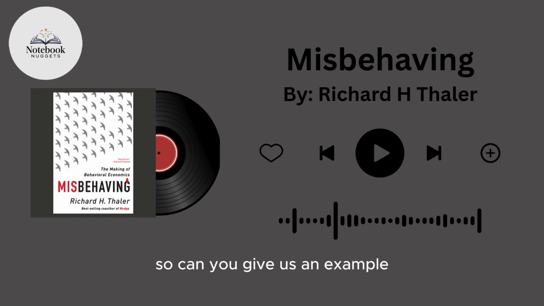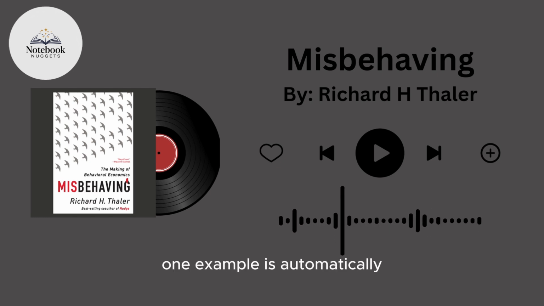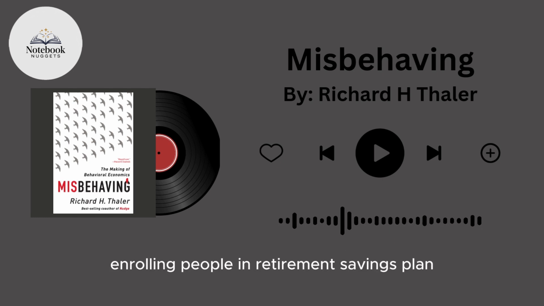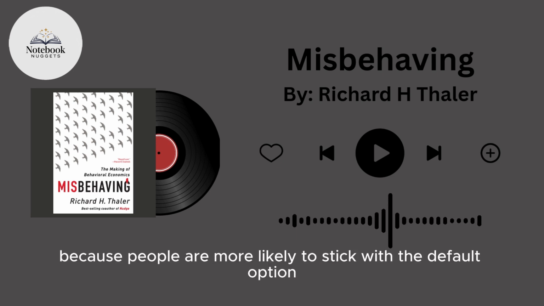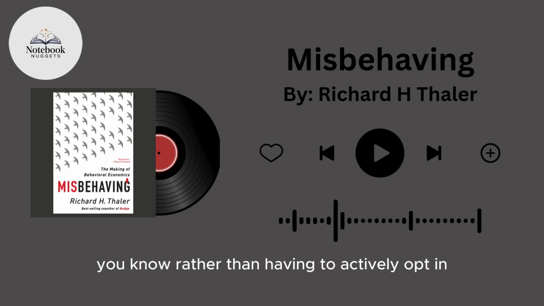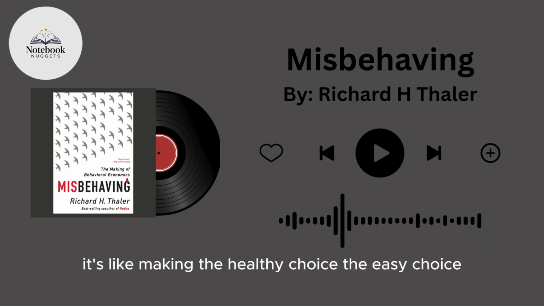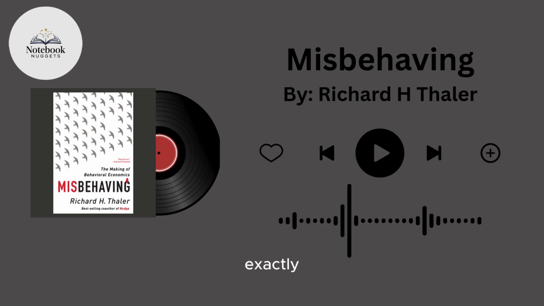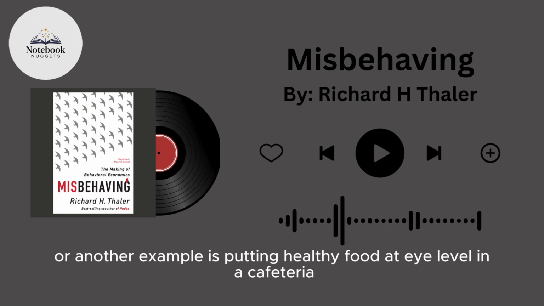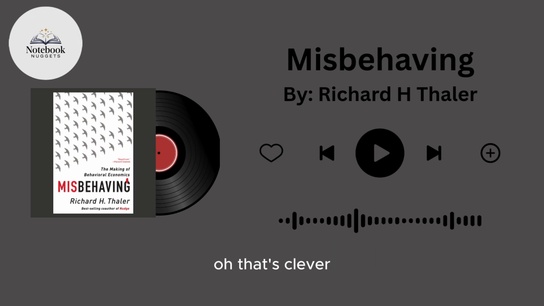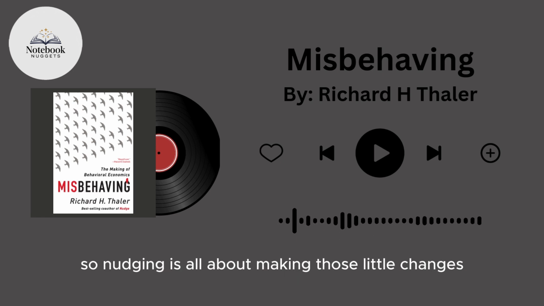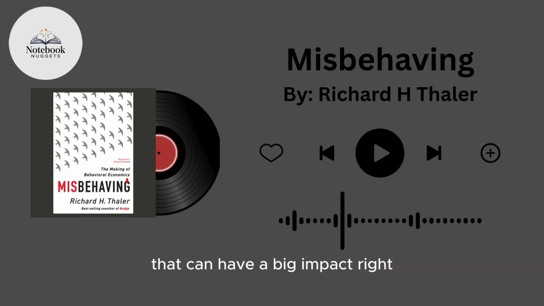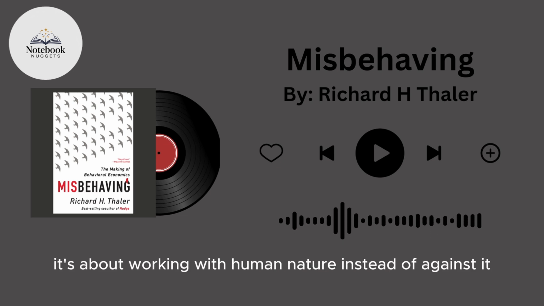So can you give us an example? Sure. Like one example is automatically enrolling people in retirement savings plans. Oh, yeah, that's a good one. Because people are more likely to stick with the default option, rather than having to actively opt in. It's like making the healthy choice the easy choice. Exactly. Or another example is putting healthy food at eye level in a cafeteria. Oh, that's clever. Because people are more likely to choose what they see first. So nudging is all about making those little changes that can have a big impact. Right. It's about working with human nature instead of against it.